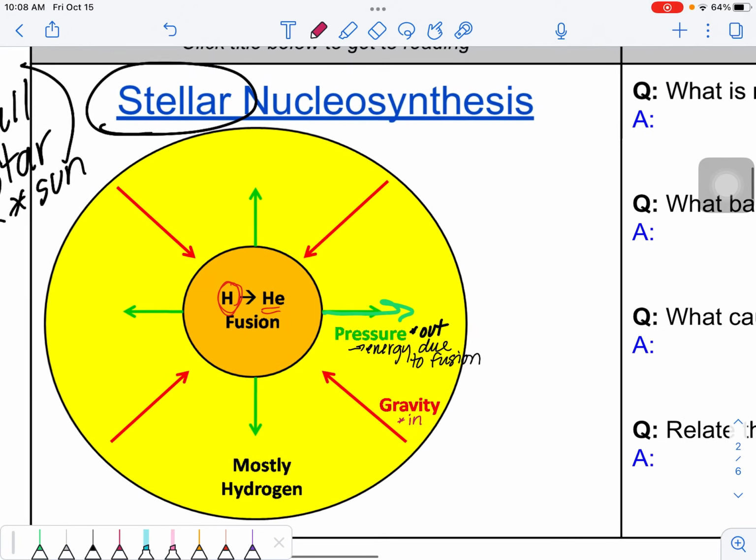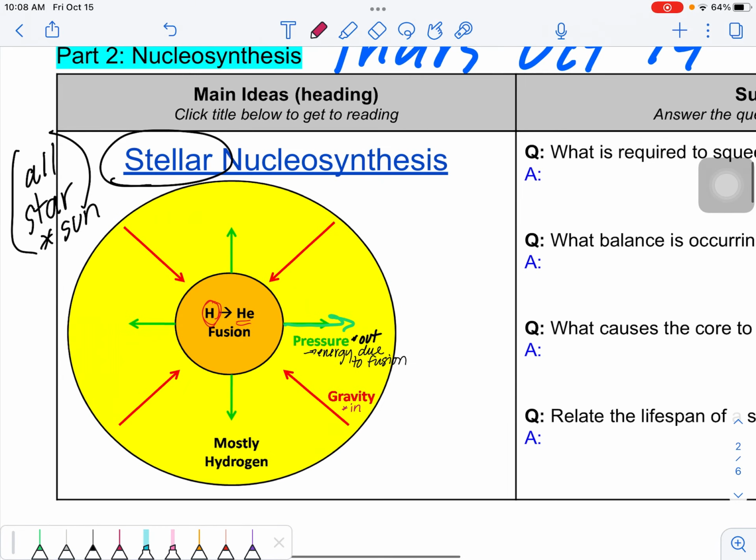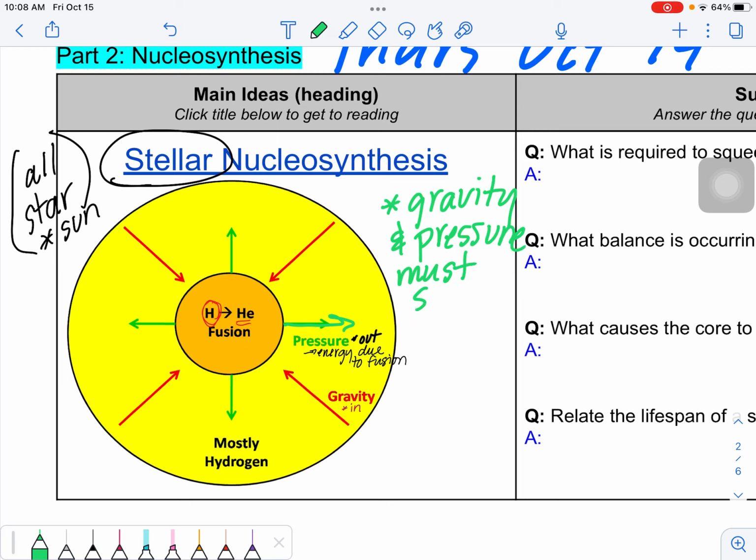And so what we read about in this first section of part 2 is how important it is for those two forces to stay balanced. Gravity and pressure, or that energy from fusion, must stay balanced in order for that star to maintain.